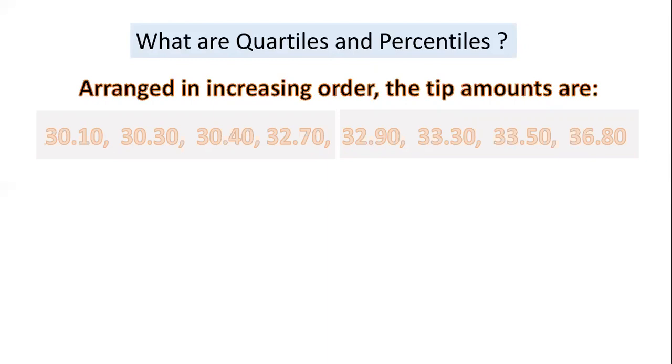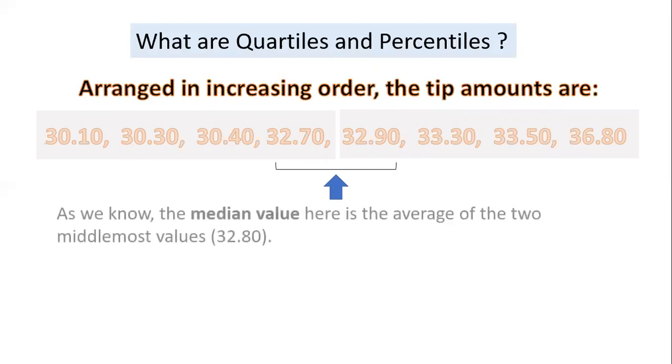So to find the median, we know we're going to take, in this case, since we have an even number of values, the average of the 2 middlemost data points. The median value here is the average of $32.70 and $32.90, and that's going to give us a median value of $32.80.